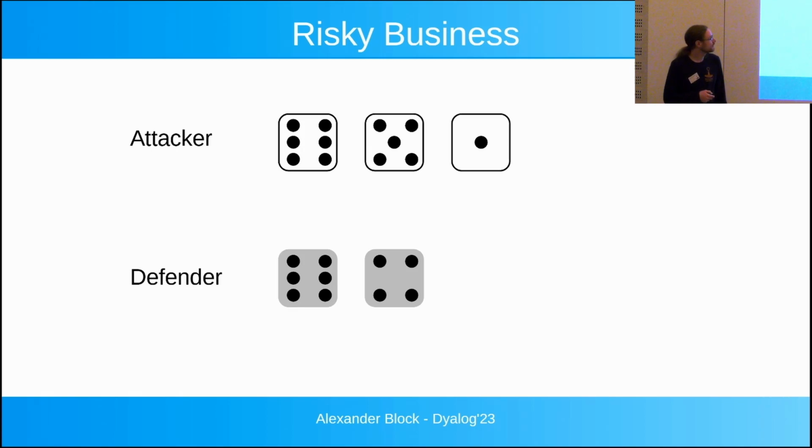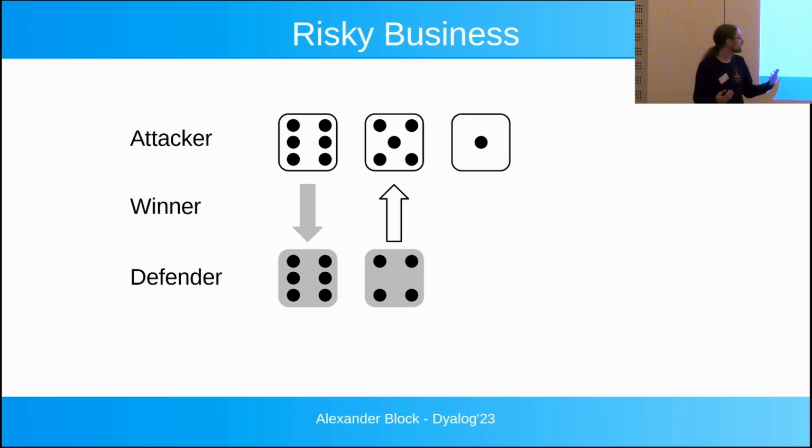These dice are then compared. If there's a tie, the defender wins, so the attacker has more dice, but on a tie the defender wins. On the other hand, if the value of the attacker is higher, then the attacker wins, and winning means the other player essentially loses a unit.